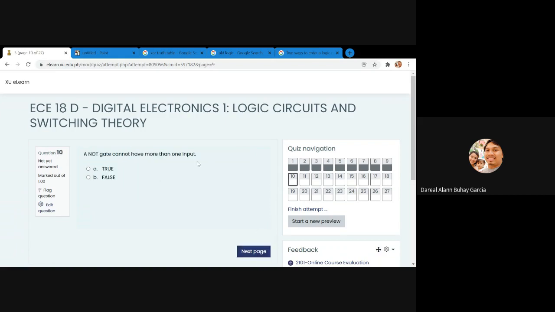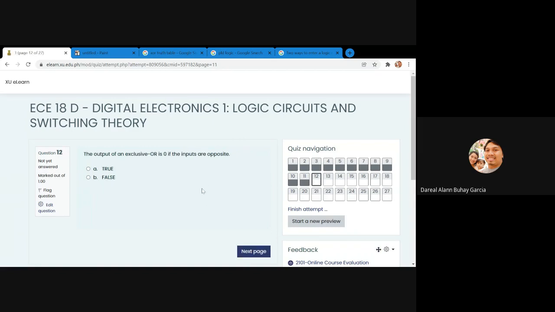A NOT gate cannot have more than one input. True or false? Naka-encounter ba kamo ng 2 input NOT gate? Cannot have more than one input. So true. An OR gate can be considered as an OR gate followed by an inverter. True man siguro ni.